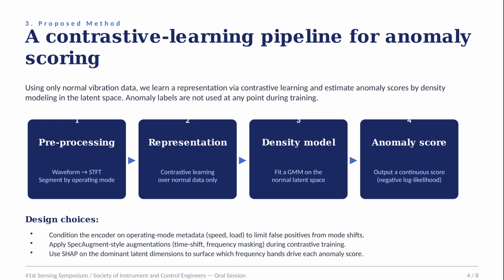So our approach is to learn only from normal vibration data. We first convert the waveform into a time-frequency representation, then learn a useful feature space through contrastive learning. After that, we model the distribution of normal behavior in that latent space and use it to assign a continuous anomaly score. To make the method more practical, we also account for operating mode, apply robust data augmentation, and use explainability tools to highlight the frequency bands behind each alert.